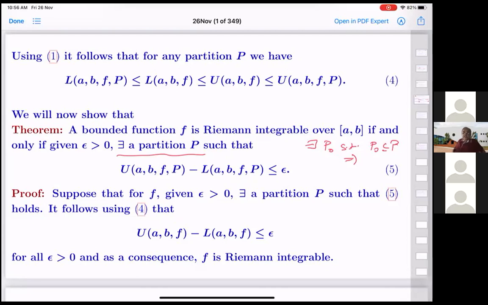This is the usual trick. You want to show that two objects are equal. In this case, we already know U is bigger than L. Otherwise, we can take U minus L. If you want to show that two objects are equal, you take the absolute value of their difference. If you can show that it is less than epsilon for every positive epsilon, it follows that it is equal to 0.